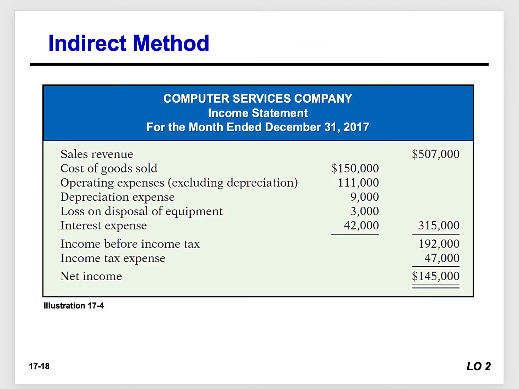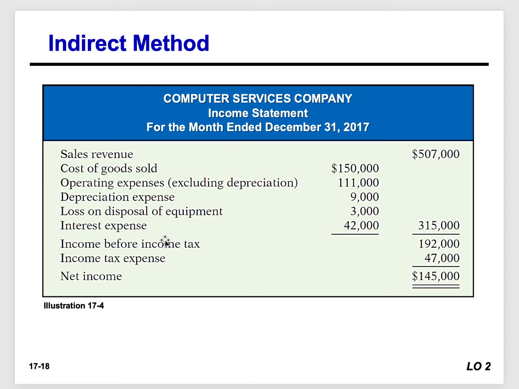So looking at the indirect method, right, the first thing we need to do is grab our current income statement, which we have here, right? And notice it gives us all our expenses, right? All these expenses were calculated on the accrual basis. We don't care about that. We want to know about cash.